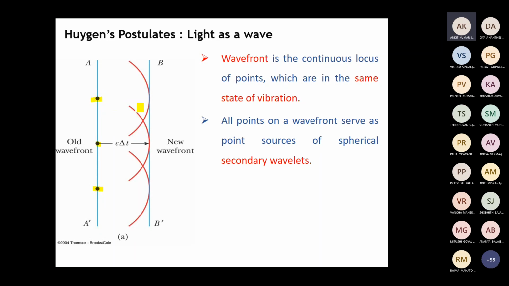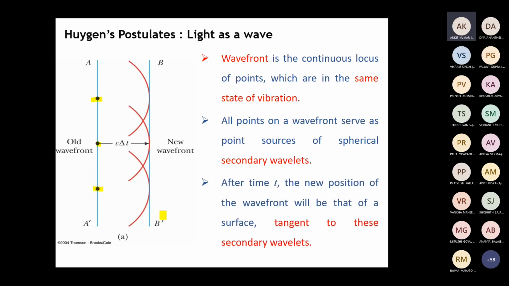If you take this, this is a point source for this wavelet. This is a point source for this. This is the point source. Now, after time t, as I mentioned, you will find the position of the new wavefront. Just draw a tangent to the secondary wavelets, and you will get the position of the new wavefront. This is essential when you are talking about the wave nature of light, and in fact in diffraction.